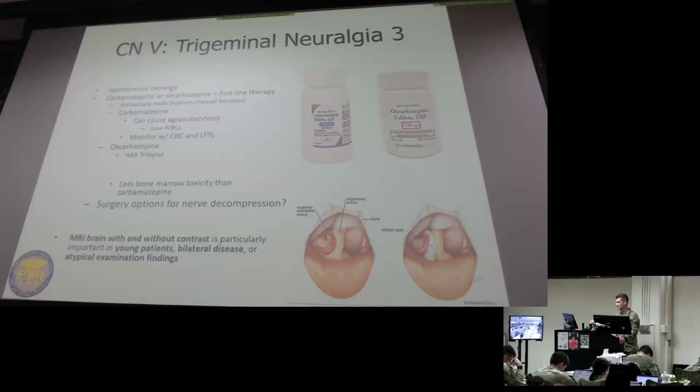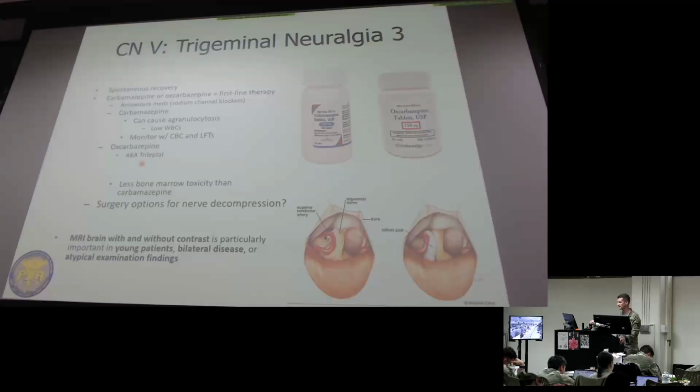But the drugs that we'd like to use are actually anti-seizure medications, so they affect the sodium channel blockers. We're trying to reduce how likely it is that we're going to have an onset of this pain. I can deal with carbamazepine. Thing you have to watch out for with that one, I'm not going to test you on side effects, you get that enough in pharmacology, but you have to watch out for agranulocytosis, which means low white blood cell count. So make sure you're watching your CBCs and your LFTs.